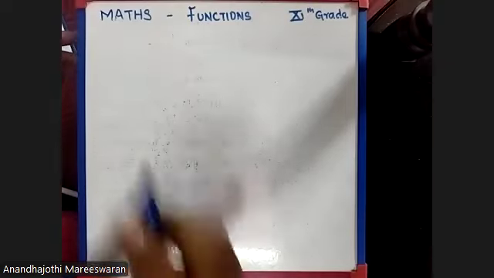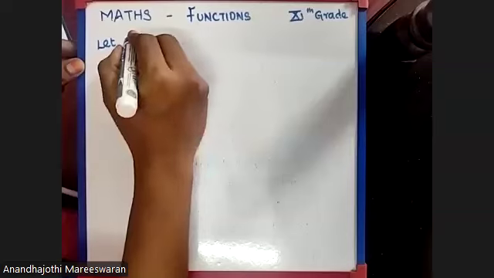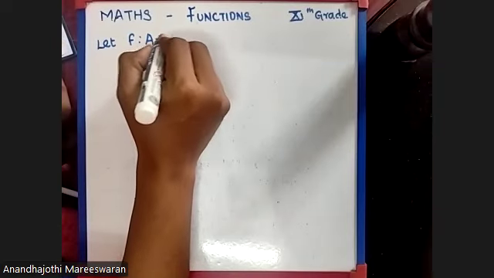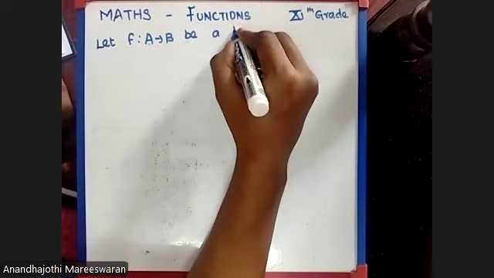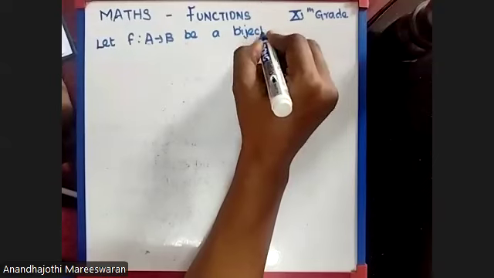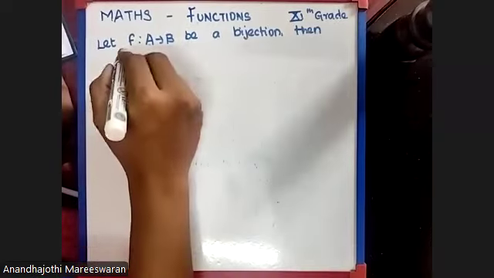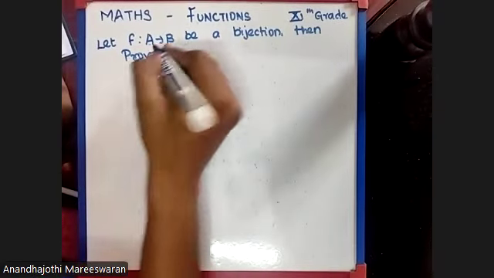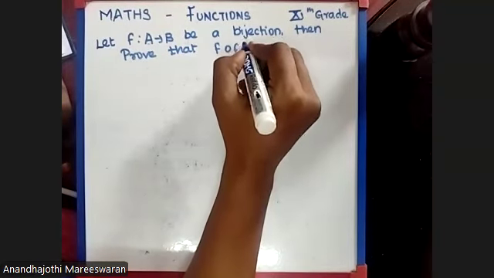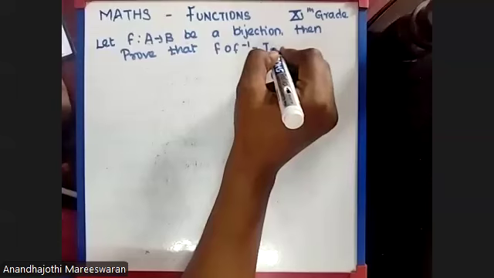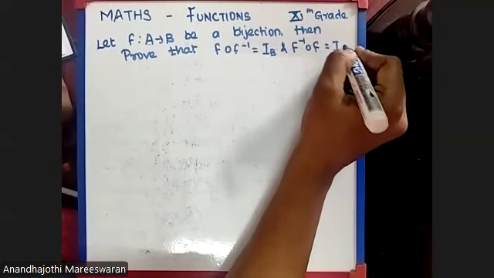Okay. Let's start the second sum. Let f maps A to B be a bijection. Then prove that f circle f inverse equals I_B and f inverse circle f equals I_A.